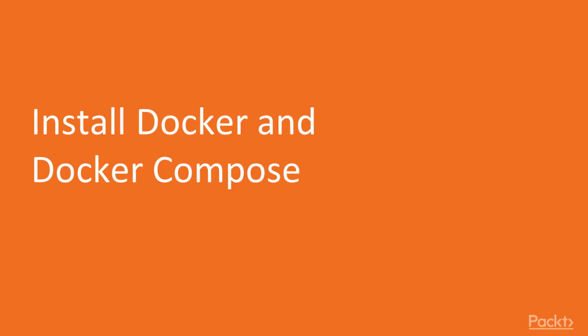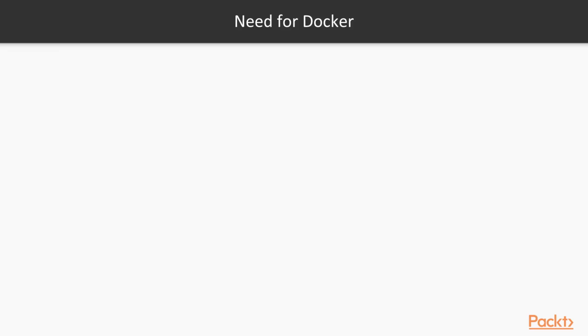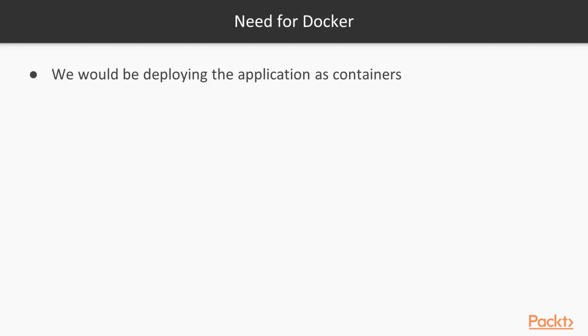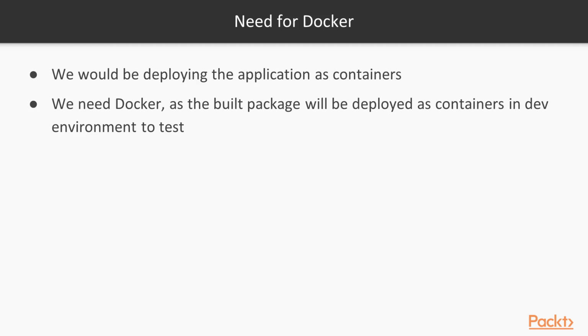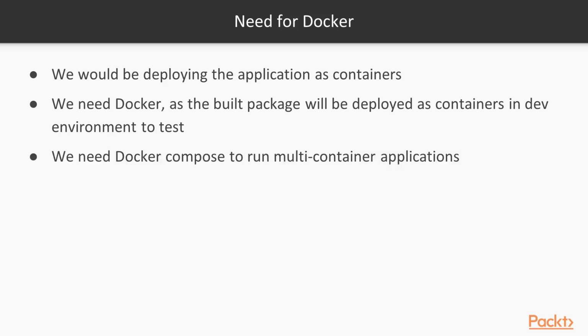In this video, we will start with installing Docker and Docker Compose. But before that, let's understand why we would need Docker containers. We would be deploying the applications as containers, and we would need Docker as the build package will be running containers both in dev and test environment using Chef Habitat. We would need Docker Compose to run multi-container applications when we deploy multi-tier applications using Chef Habitat.